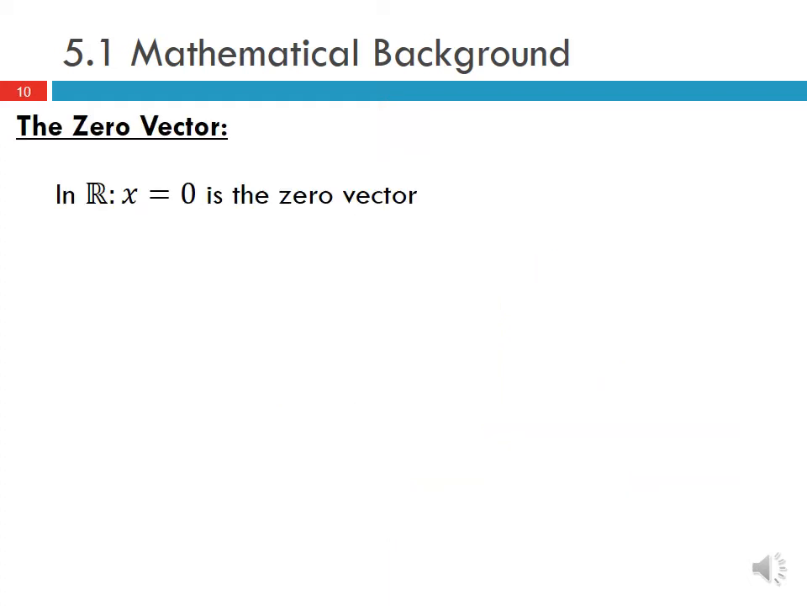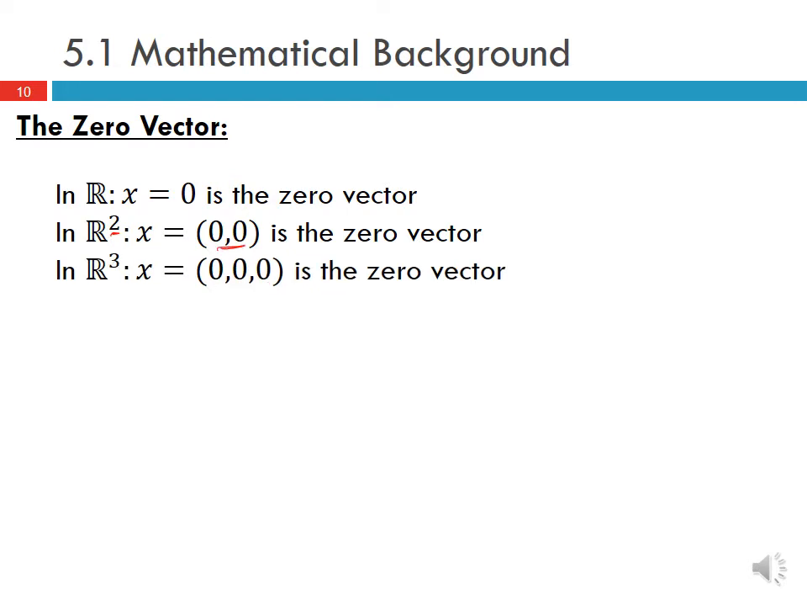And the zero vector, as we said, is the vector in a particular space that has all of its elements equal to 0. So in R, x is equal to 0 is the zero vector. In R2, x is equal to (0, 0) is the zero vector, so we've got two elements. In R3, x is equal to (0, 0, 0) is the zero vector. And in Rn, x equal to all zeros with length n is the zero vector.